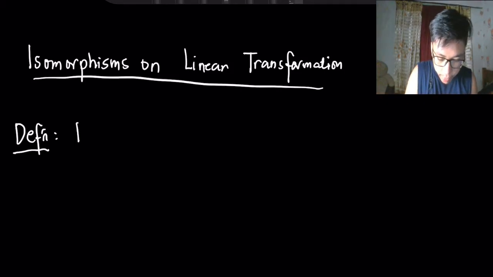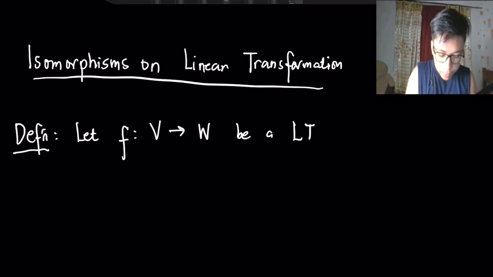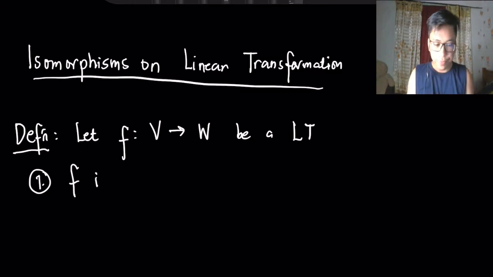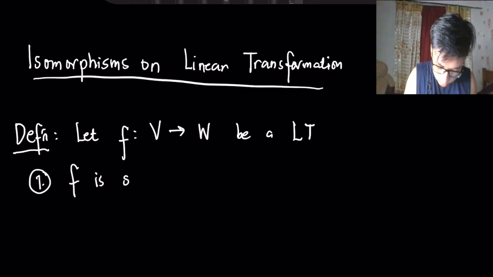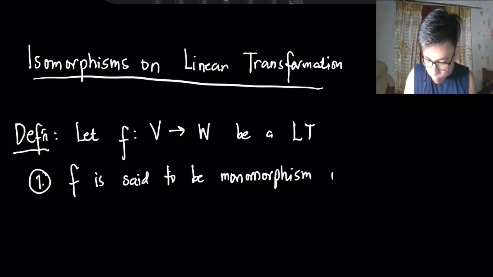So given that you have a mapping F from V to W, and that is a linear transformation, then number one, F is said to be monomorphism if F is a one-to-one function.